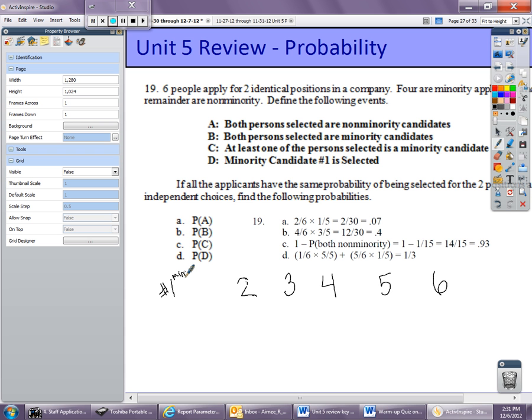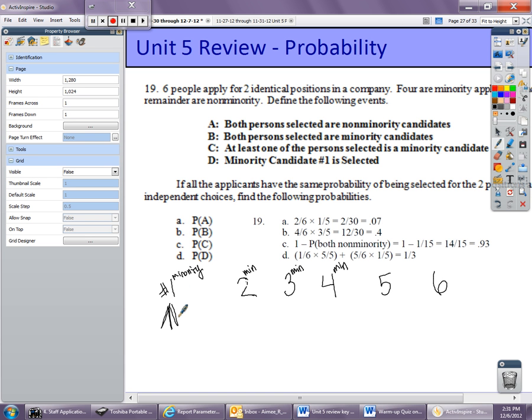minority. Okay, now it doesn't matter that candidate number 2 is also minority, and candidate number 3 is also minority, and candidate number 4 is also minority. So that doesn't matter. I want to know my probability of having minority candidate number 1. It can be either the first applicant or the second applicant. I really don't care. So my first applicant, let's say my first applicant is minority number 1.